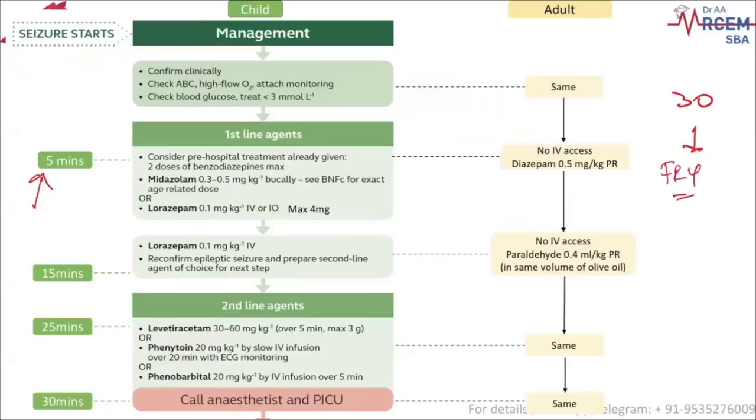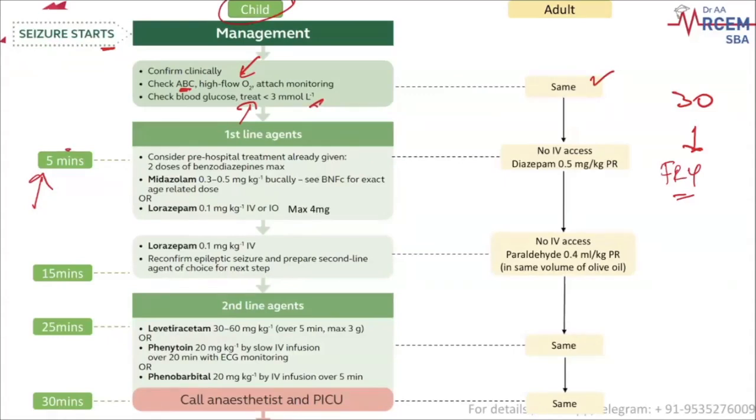So what we do is, once the seizure starts, you start the clock and then you start assessing the patient. You do an ABCD assessment, start him on high flow oxygen, and check his blood glucose level. Sometimes hypoglycemia might be the cause, especially in children. The same thing you'll be doing in adults also. If the patient is hypoglycemic, you will treat. If you find any underlying cause in these 5 minutes, you will treat the underlying cause.